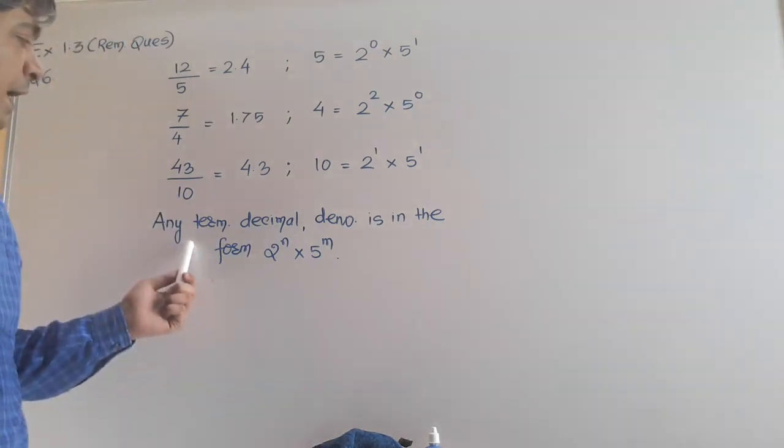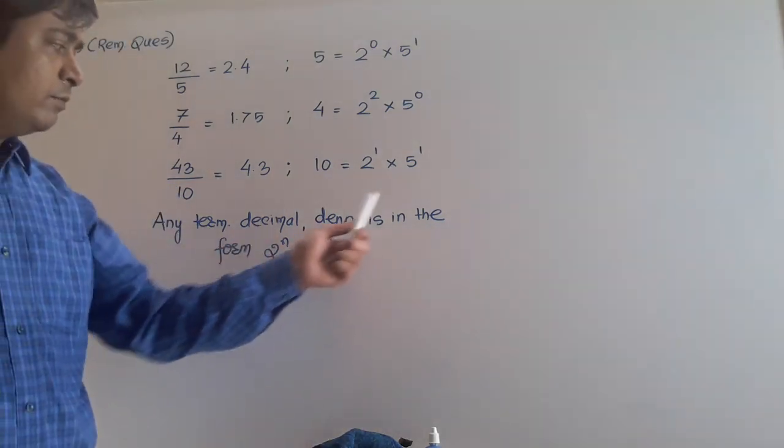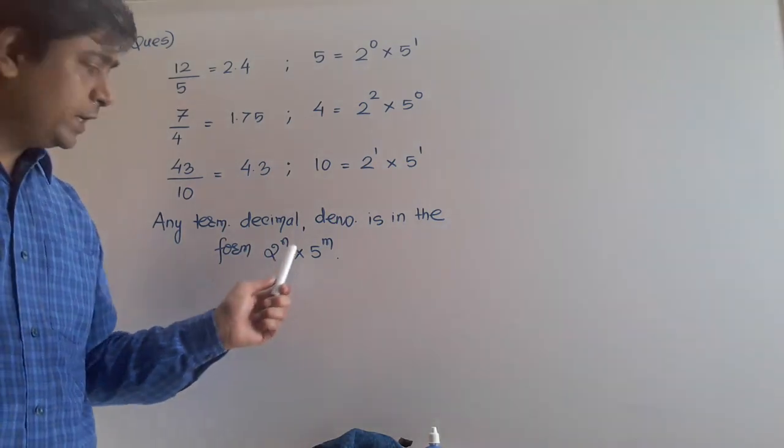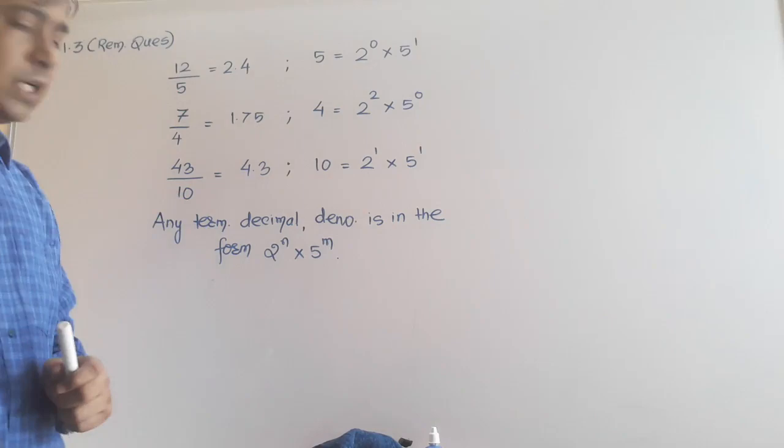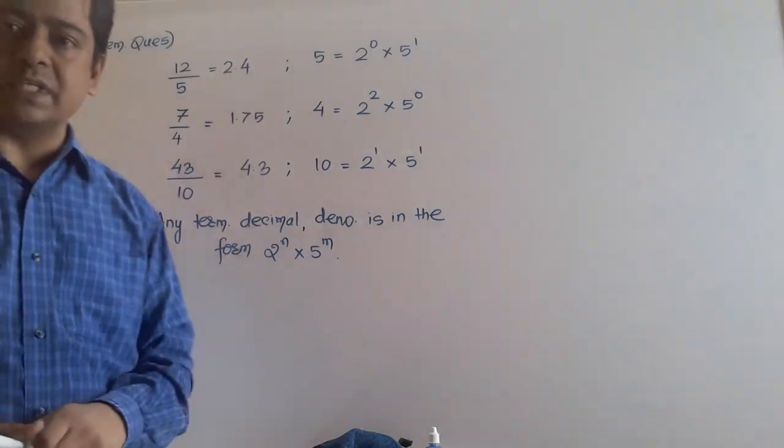Or you can say that any terminating decimal denominator will be in the form of 2 to the power n into 5 to the power m. Okay, clear? So this question we can finish like this. This way you can represent your answer.